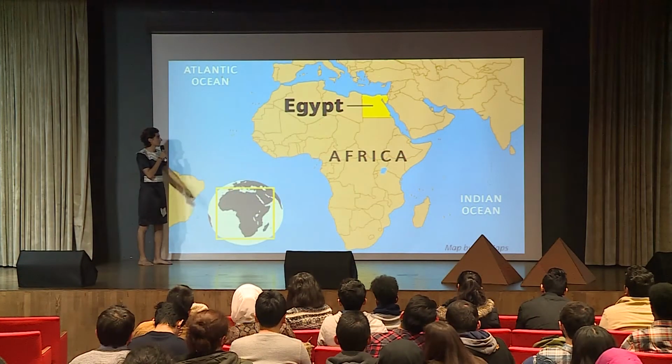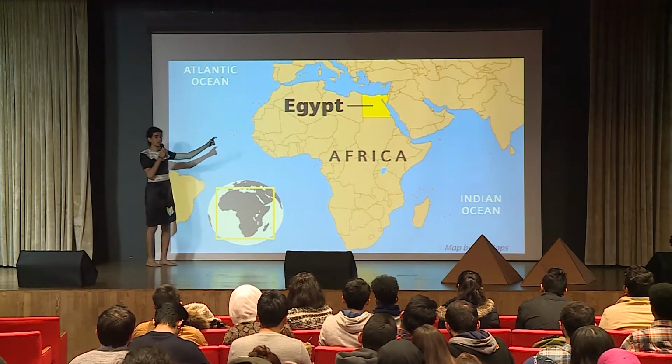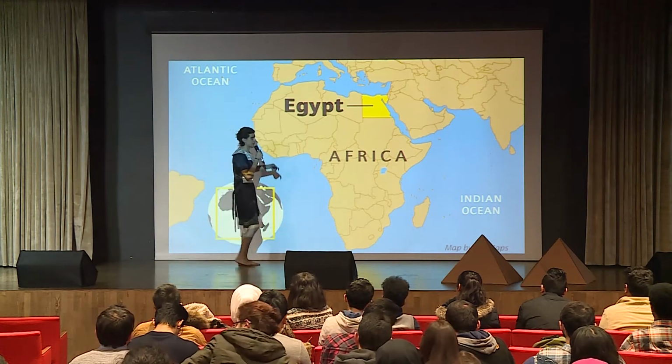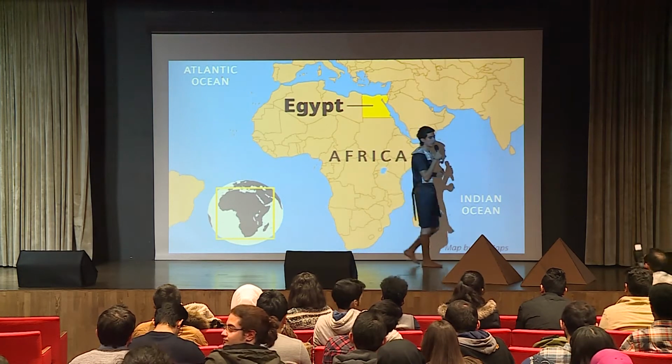So here is Egypt. Actually, we are in the northeastern part of the continent of Africa. That's why the culture is different from western or southern. We have a mixed culture between Asia and Africa.